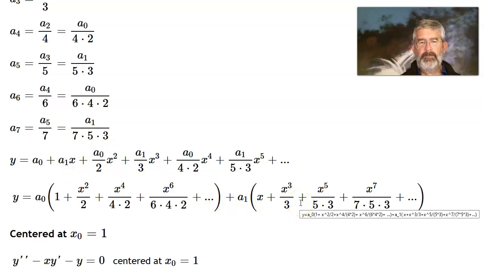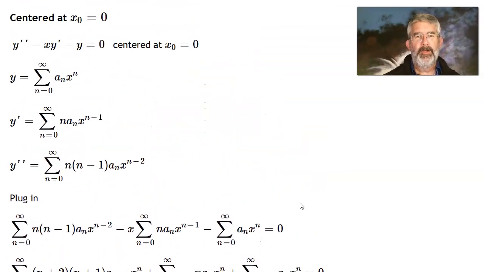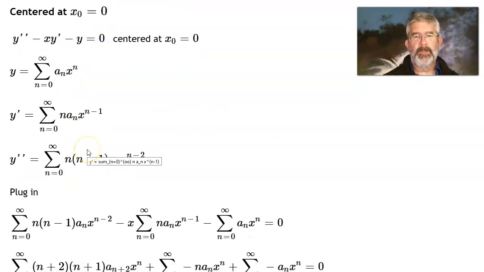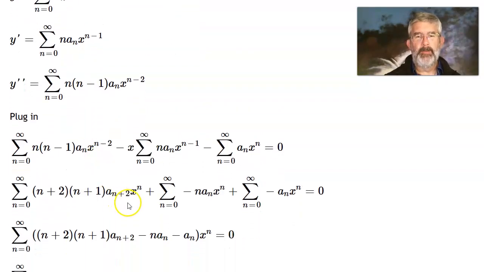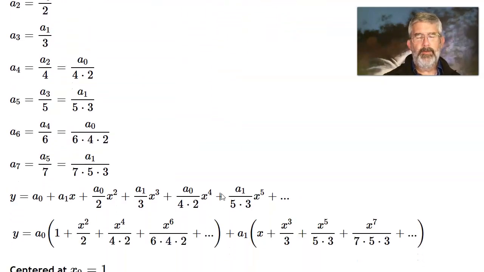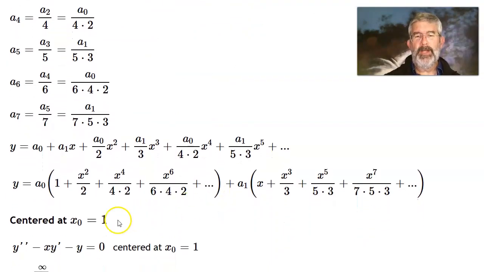The thing I wanted to show you on this problem is that when you're multiplying that y prime by x, it's really nice because it just bumps the index. It just bumps the exponent back up, right? Where that was an x to the n minus 1, when you multiply by x, it goes to an x to the n.